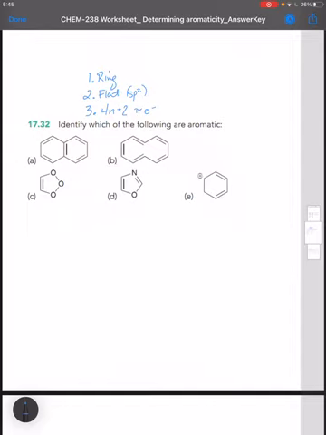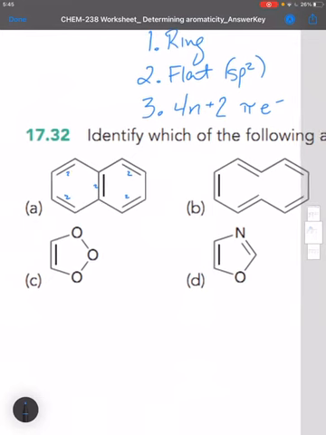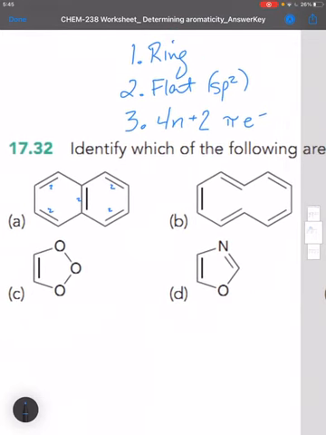So first, we may as well look at our pi electrons. The first molecule, part A, has 2, 4, 6, 8, 10 pi electrons, which does satisfy the 4n plus 2 rule. All of the atoms here are sp2 hybridized, so it is flat, and obviously it is a pair of ring shapes. In fact, each of these rings is aromatic, and so in total, this molecule is aromatic.